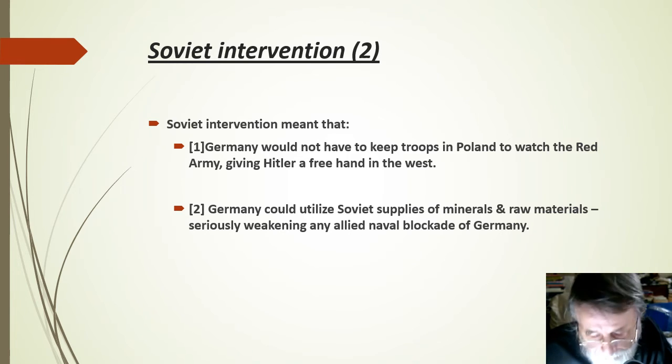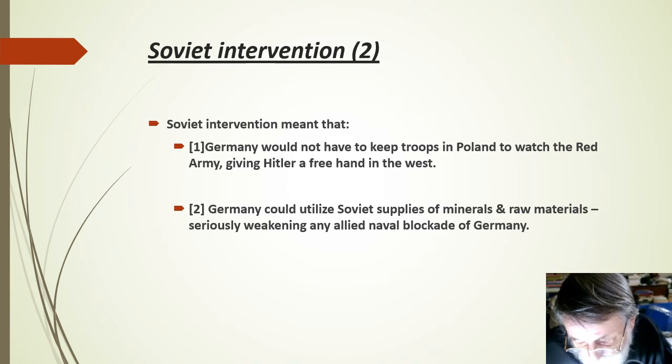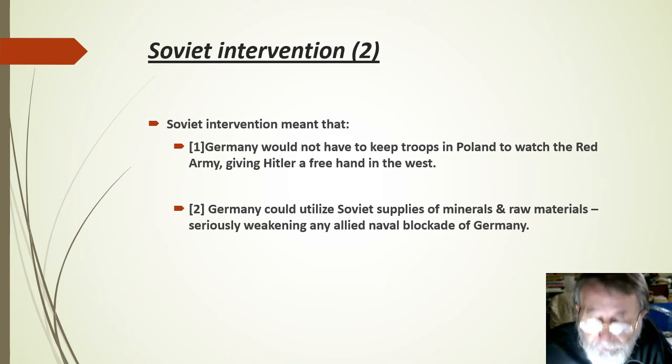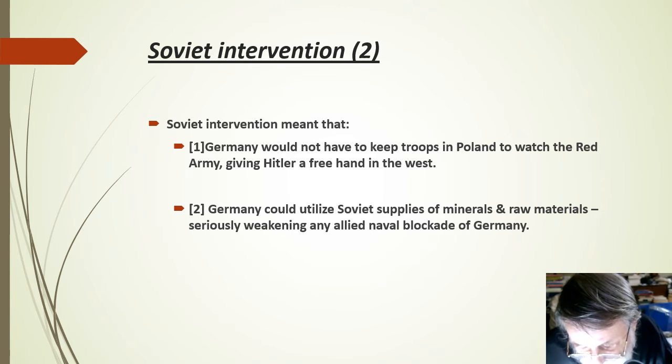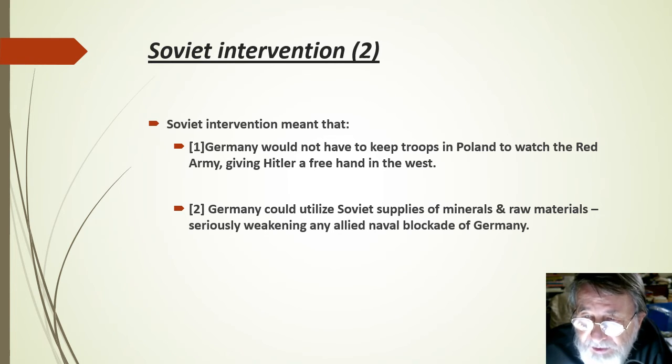First of all, it meant that Germany would not have to keep troops in Poland to watch the Red Army, which gave Hitler a free hand in the West. Secondly, Germany could utilize Soviet supplies of minerals and raw materials, because the Soviet Union was essentially an ally rather than a neutral, and this seriously weakened any Allied naval blockade of Germany.